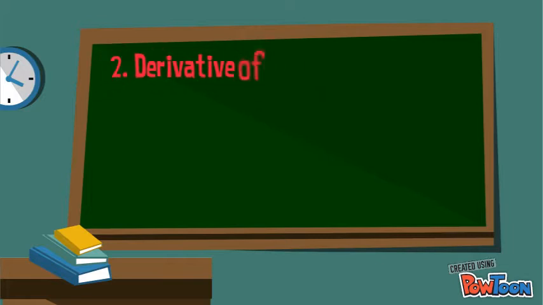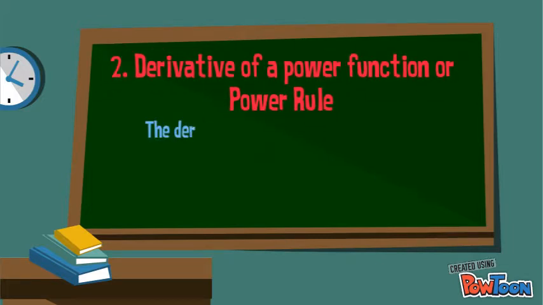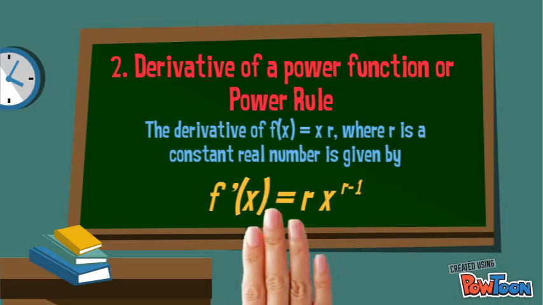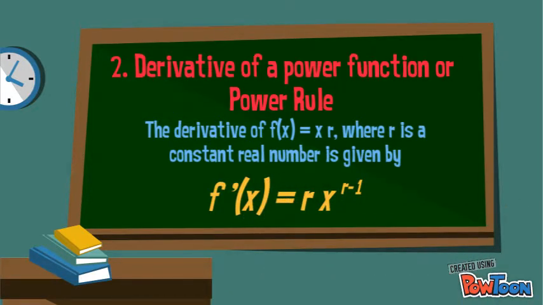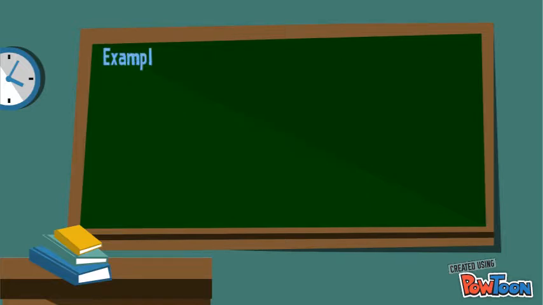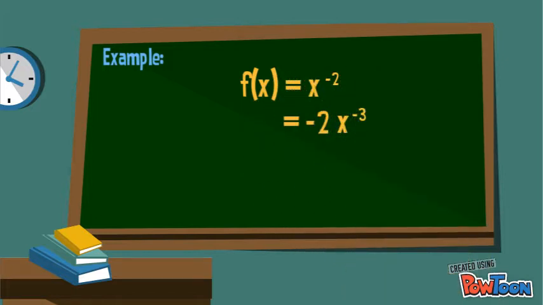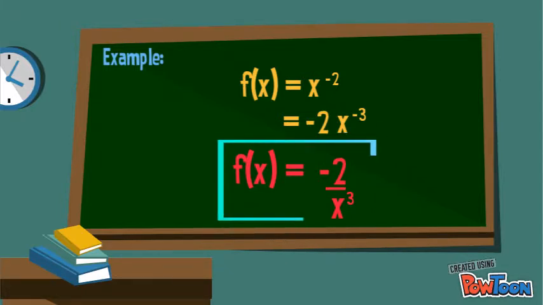Next is the derivative of a power function, or power rule. The derivative of f(x) = x^r, where r is a constant real number, is given by f'(x) = r x^(r-1). For example, f(x) = x^(-2), and applying the power rule, we will get -2x^(-3). Simplifying it, we will get the final answer f'(x) = -2/x^3.